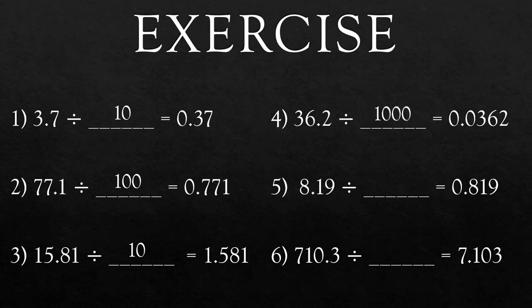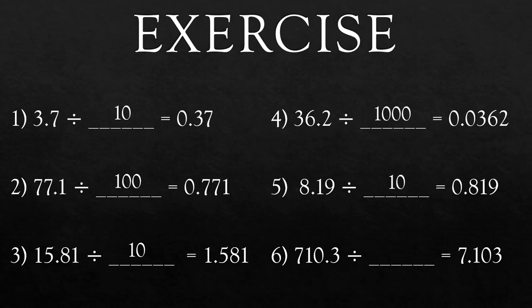Question number 5. 8.19 divided by dash is equal to 0.819. How many places will you shift in 8.19 to get 0.819? Yes, 1. So what will you divide? Yes, the answer is 10.